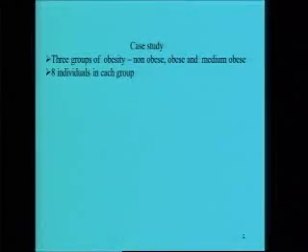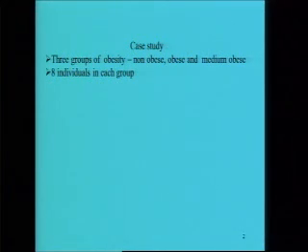In this case study we have three groups of obesity. One group is non-obese, another one is obese, and the third one is medium obese. What's the aim? The aim is to identify the genes which are responsible for obesity as well as for non-obesity, because that is of most importance.